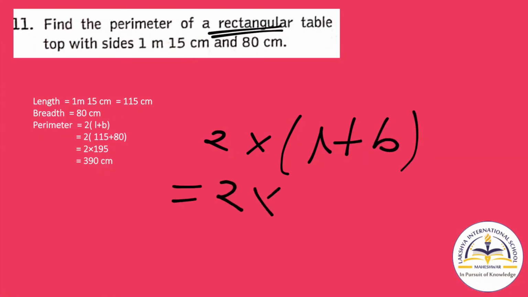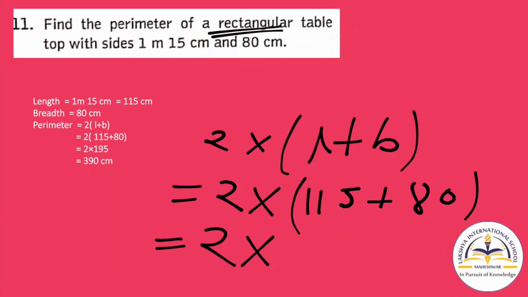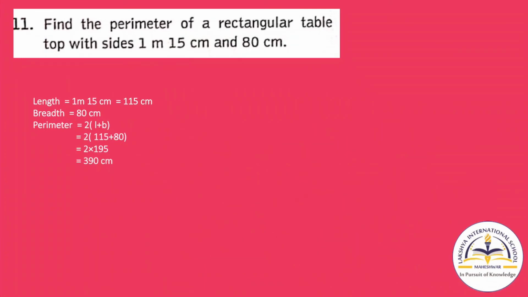So 2 into length is 115 and breadth is 80. 2 into, now 80 plus 115, that is 195. Now you have to multiply, then you will get the value 390. So 390 in centimeter.